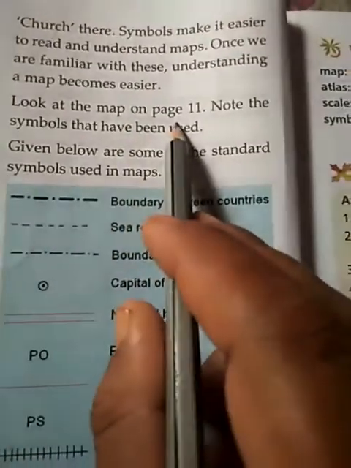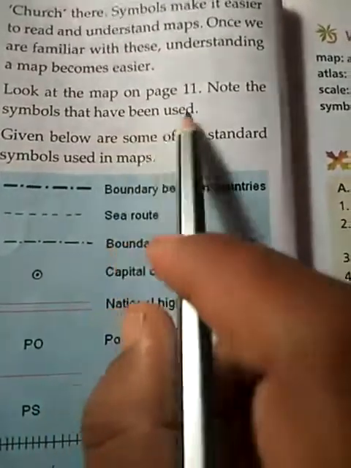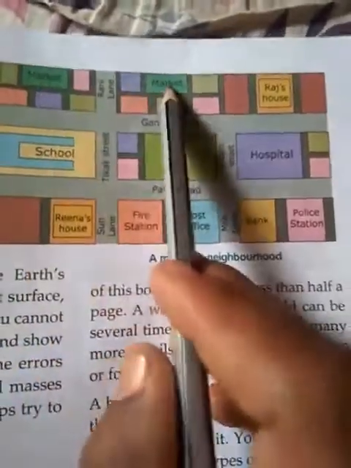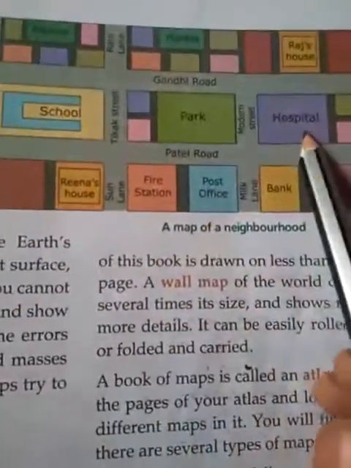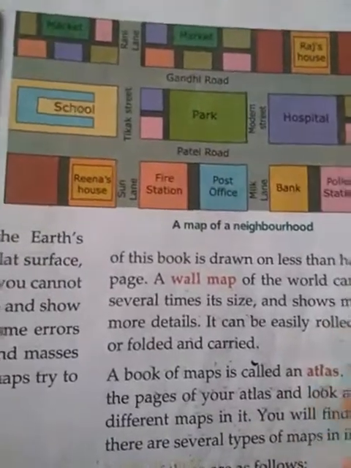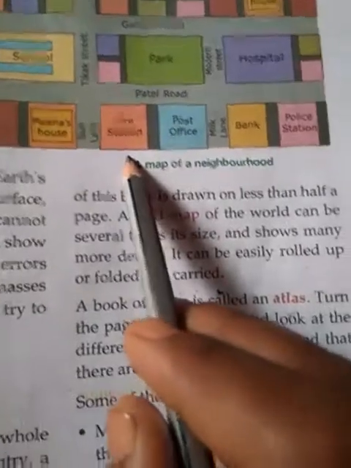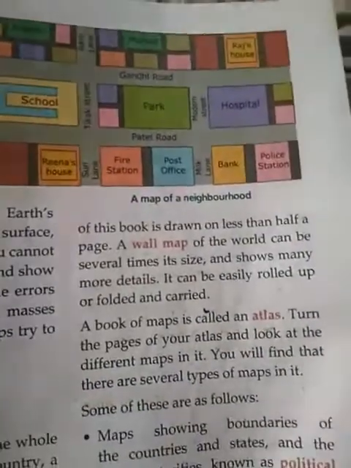Look at the map on page 11. Note the symbols that have been used. I will show this map, and in this map different colors are used for different places. See here, for market green color is used. For hospitals, violet color is used. For police station, a different color is used. For fire station, orange color is used. Means in a map we can use different standard colors, and in this map different symbols are also used.